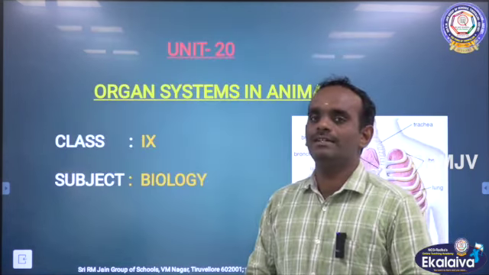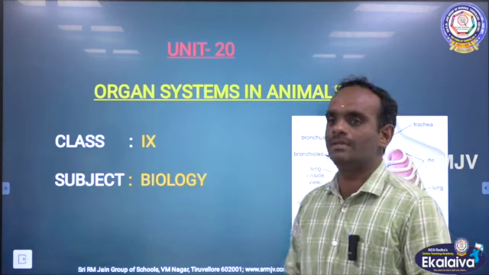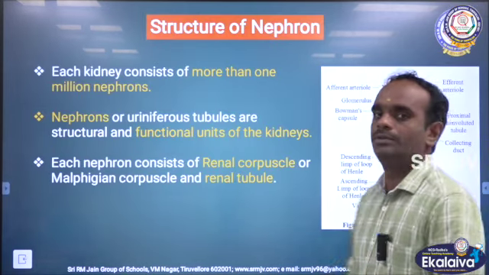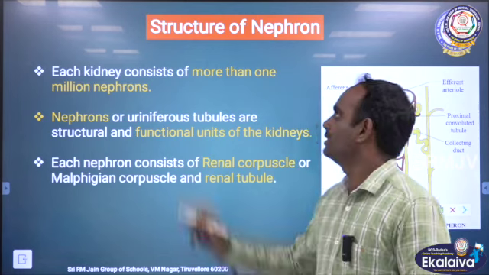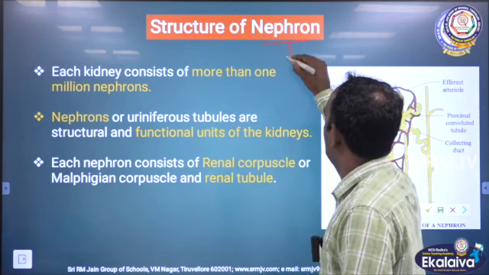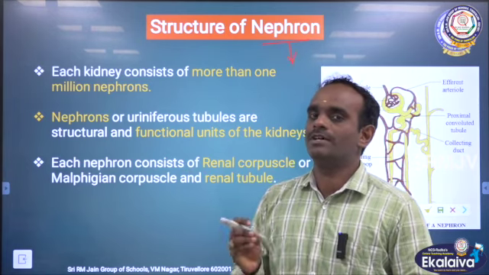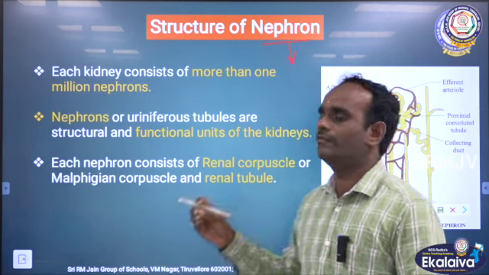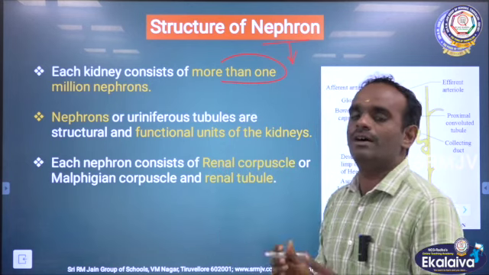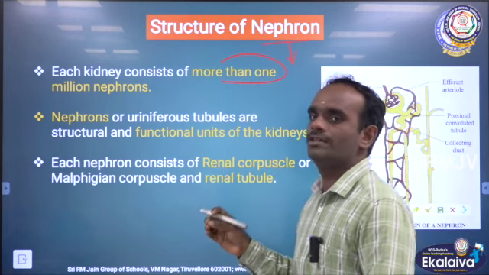For class 9, subject biology, the chapter name is Organ System in Animals. Today, we are going to discuss the structure of nephron. Children, what is nephron? Nephron is the basic structural and functional unit of kidney. There are millions of nephrons in the kidney. So nephron is the structural and functional unit.